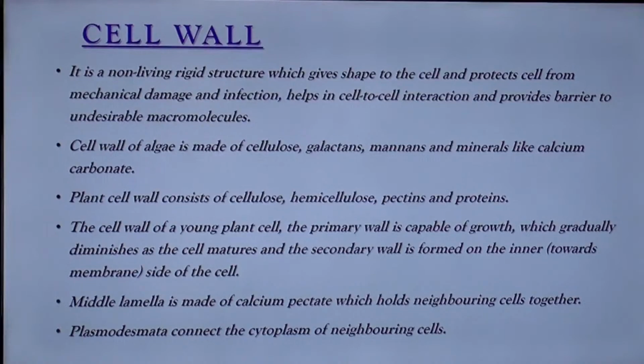So here in this cell wall we have some plasmodesmata. In this cell wall we have two layers. One is the primary wall and another one is the secondary wall. The cell wall is a non-living rigid structure and it gives shape. We have already seen that the cell wall is giving shape to the cells.